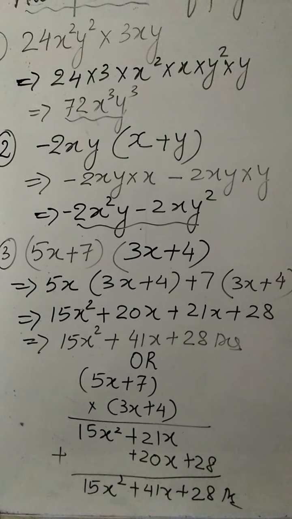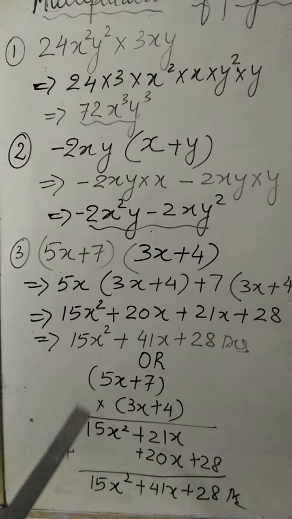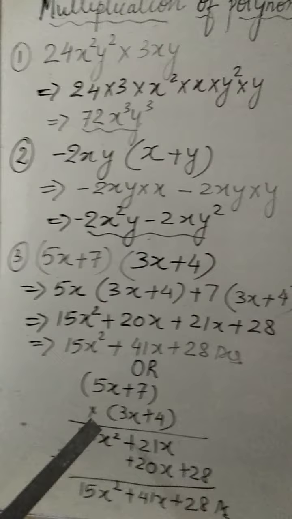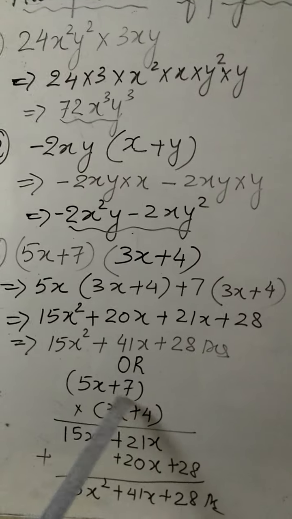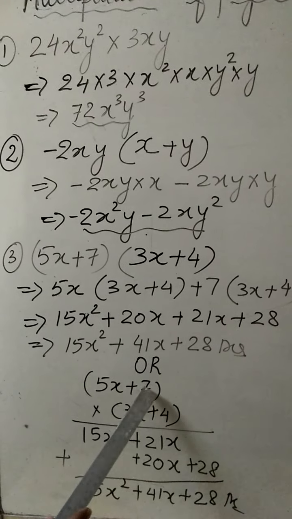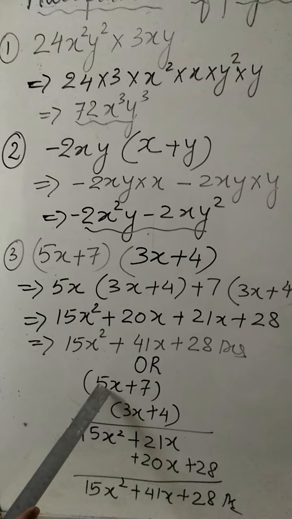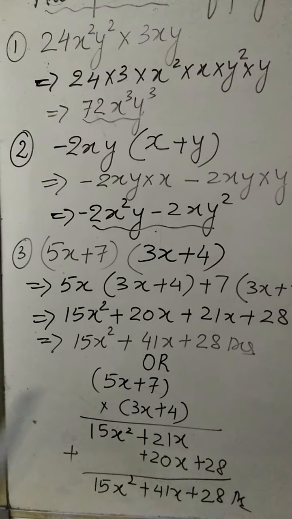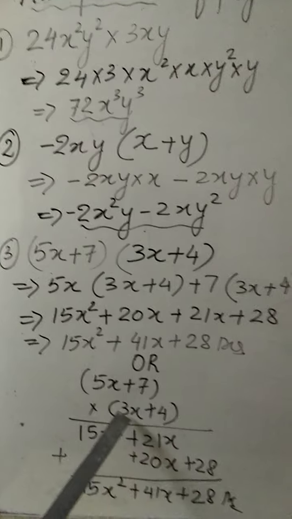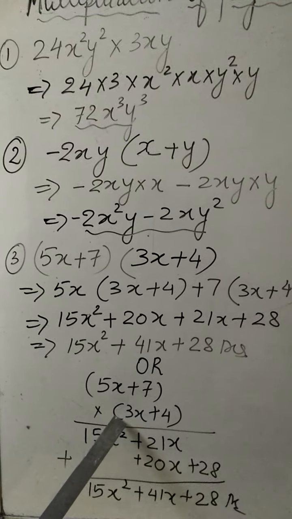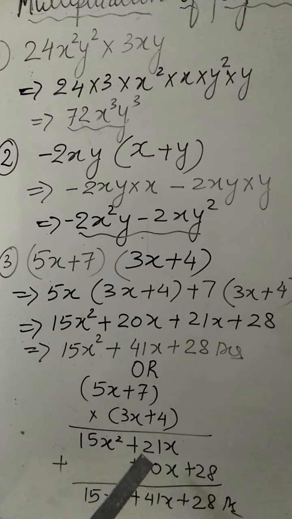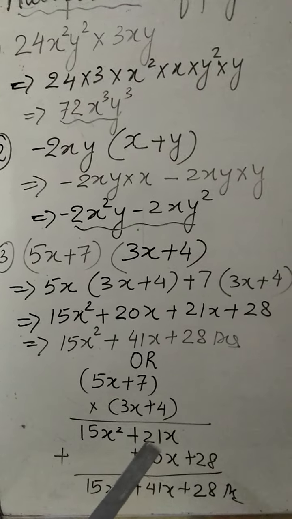Now one more method is there for multiplication, that is column wise. I have done the same question by that method also. So here it is 5x plus 7 into 3x plus 4. First you have to multiply this whole expression by 3x. So 3 5s are 15 and x into x is x square. Then you have to multiply 3x by 7. Because 7 has a plus sign and 3 is also carrying a plus sign, plus plus, you write plus here. Then 3 7s are 21x. I have written it here. So multiplication is over.